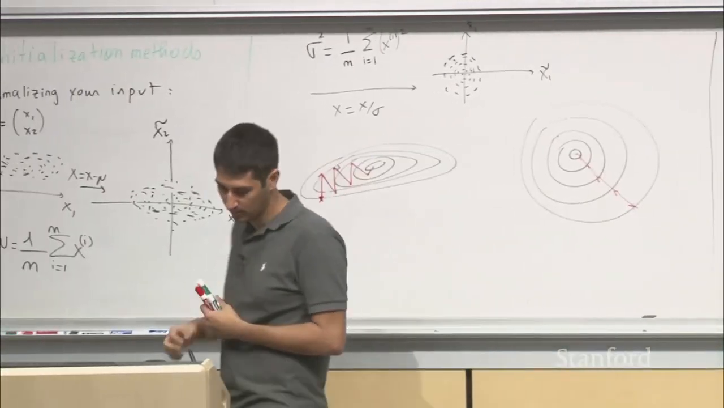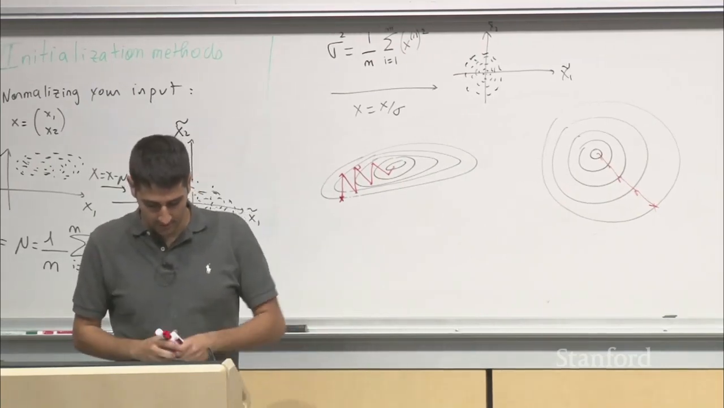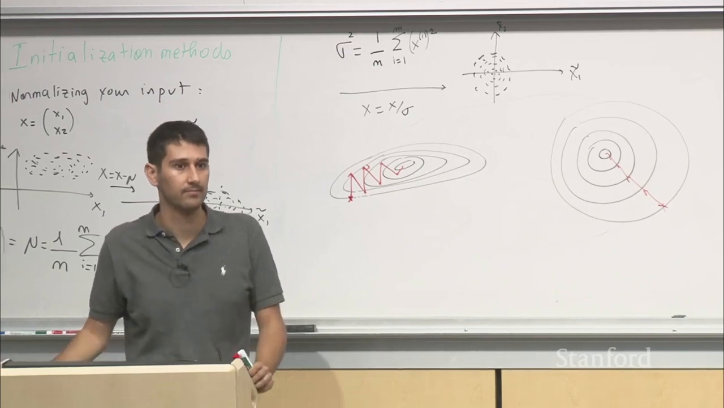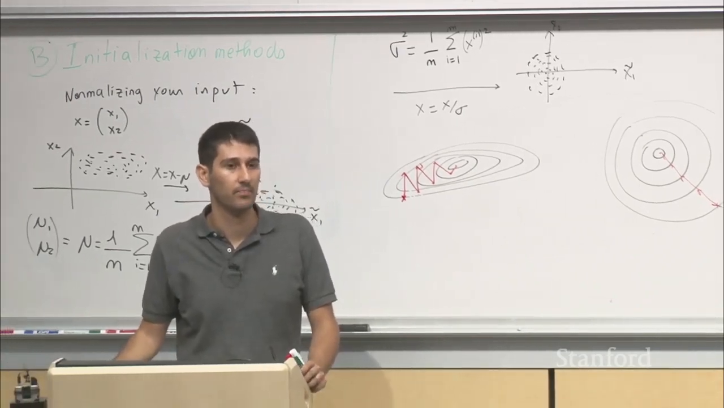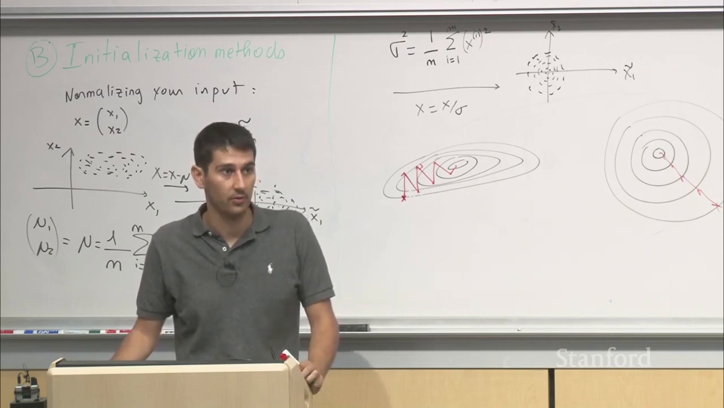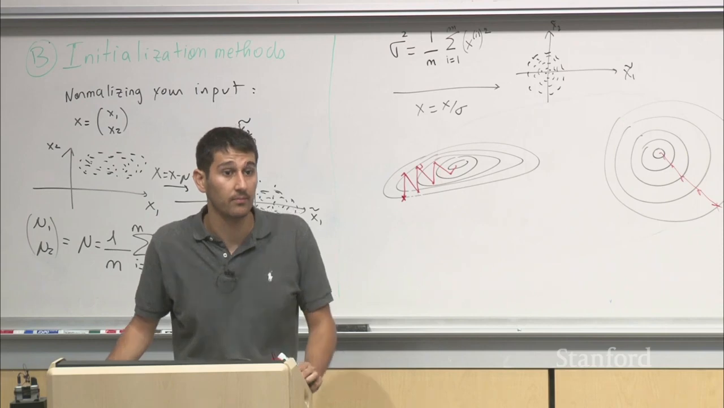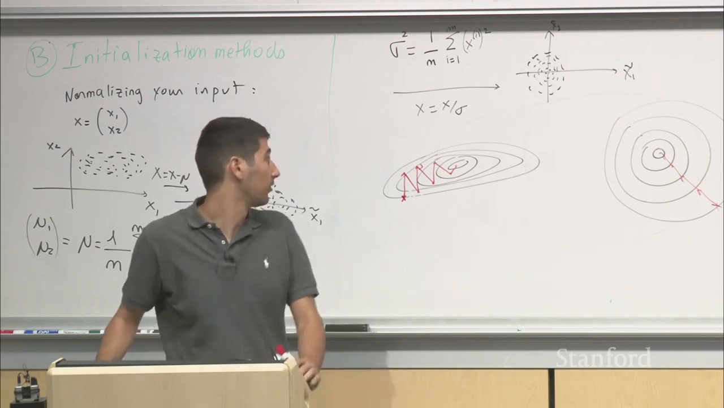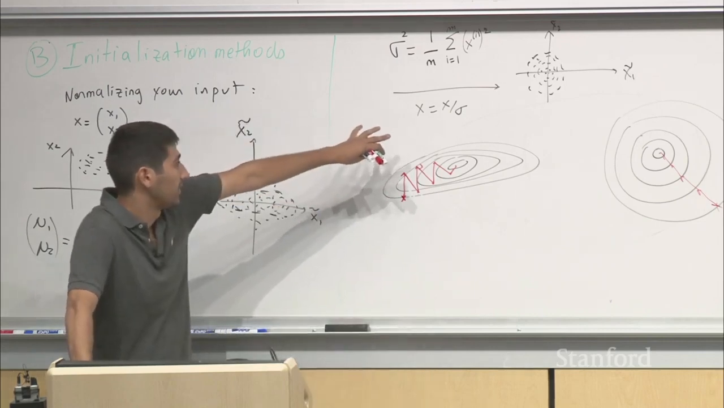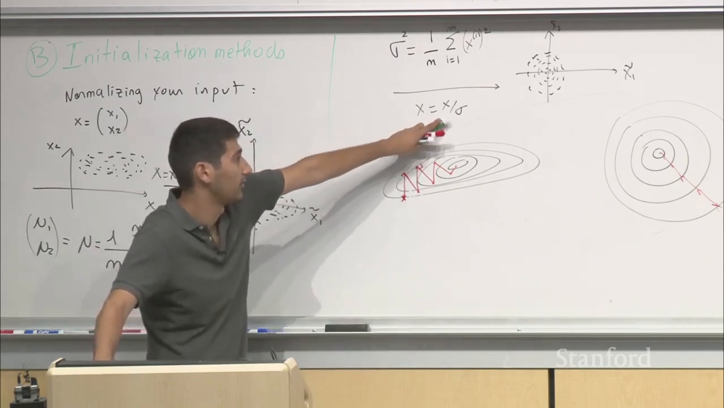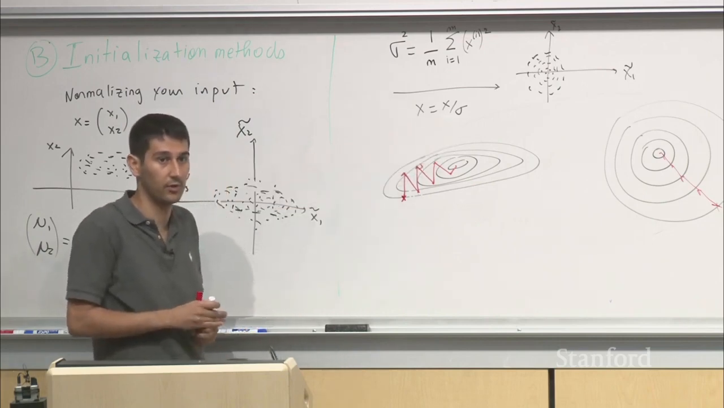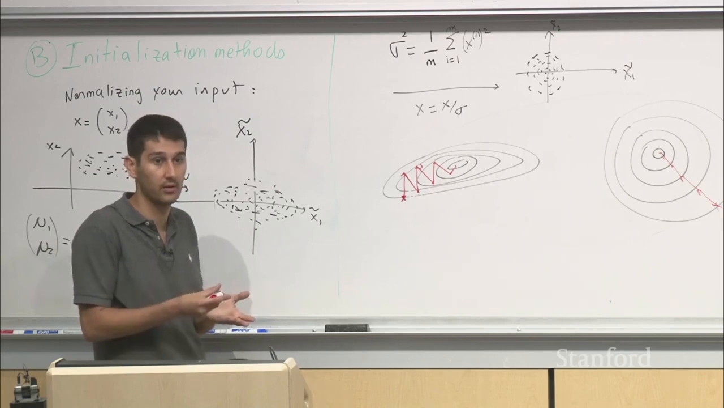So this is one method. And in practice, the way you initialize your weights is very important. Exactly. So here I used a very simple case, but you would divide element-wise by the sigma. Okay, so every entry of your matrix, you would divide it by the sigma.